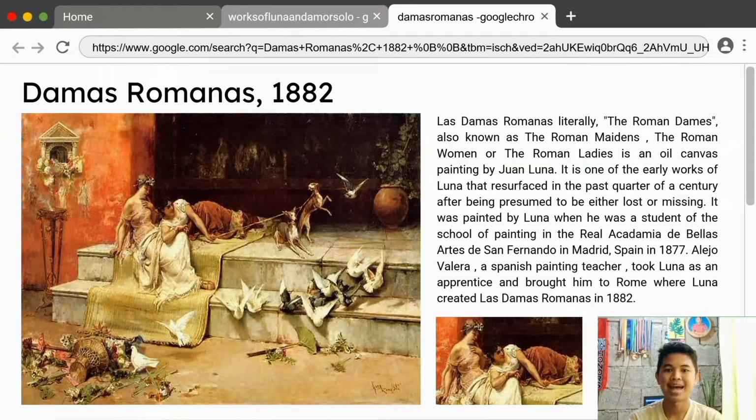Las Damas Romanas, literally the Roman Dames, also known as the Roman Maidens. The Roman Woman, or the Roman Ladies, is an oil canvas painting by Juan Luna, one of the most important Filipino painters of the Spanish period in the Philippines. It is one of the early works of Luna that resurfaced in the past quarter of a century after being presumed either lost or missing. It was painted by Luna when he was studying at the School of Painting in the Real Academia de Bellas Artes de San Fernando in Madrid, Spain, in 1877.